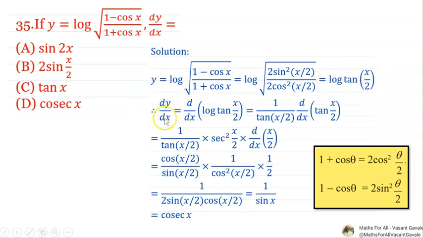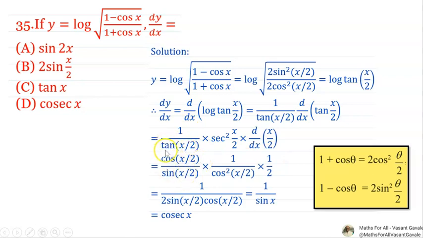Now differentiate this with respect to x. That's d/dx of log of tan of x by 2. The derivative is how much? 1 upon tan of x by 2 into d/dx of tan of x by 2. What is the derivative of tan of x by 2? Plus sec square x by 2 into d/dx of x by 2. 1 upon tan of x by 2. 1 upon tan of x by 2 means what? Cos of x by 2 upon sin of x by 2.